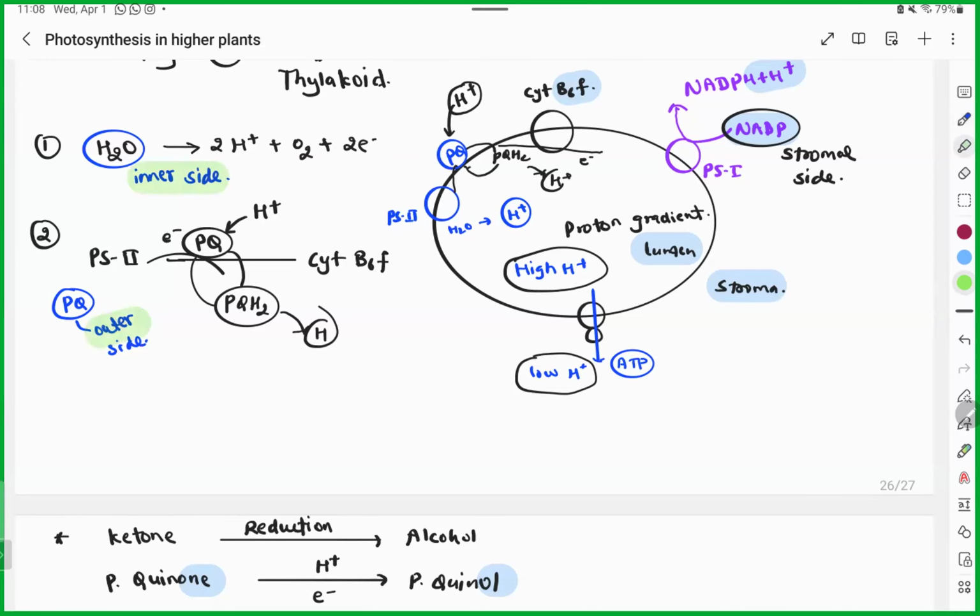Next, from cytochrome B6F, now we have to transport only electron, no hydrogen transportation. For this we have plastocyanin. From cytochrome B6F to PS1, you have the electron carrier plastocyanin. So Anvita, tell me, plastocyanin has to transport only electron, no hydrogen. Should it be inner side or outer side?